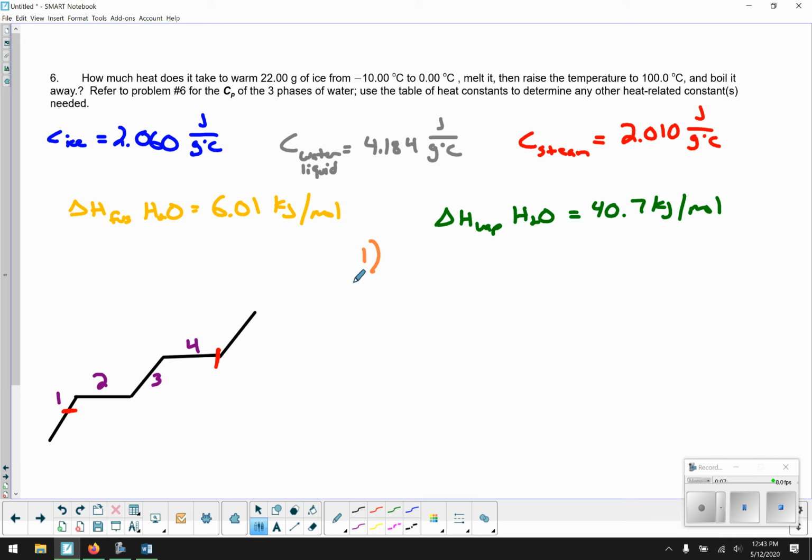1 is raising the temperature. That's going to be Q equals MC delta T. And in this case, it'll be Q equals the mass, 22.00 grams, times the specific heat of ice, 2.060 joules per gram degree Celsius, times the amount of temperature change. Now, the amount of temperature change here is only 10 degrees. It's going up 10 degrees, and then you hit another section. So it's only the amount of temperature change within that section, not the total temperature. So times 10 degrees Celsius.